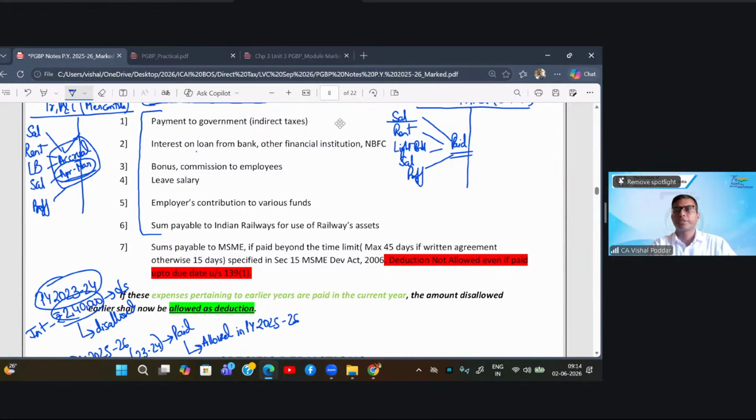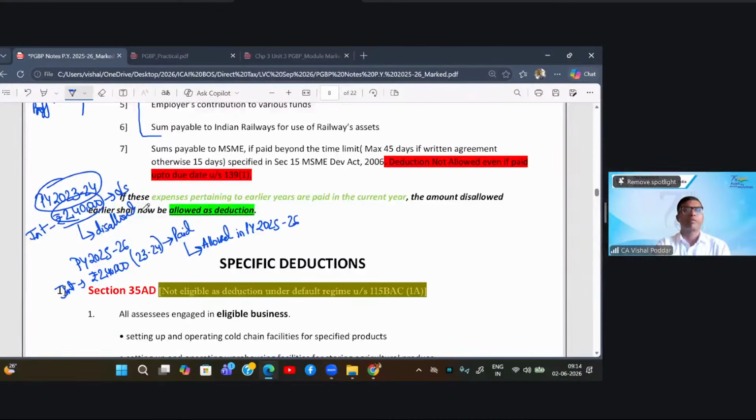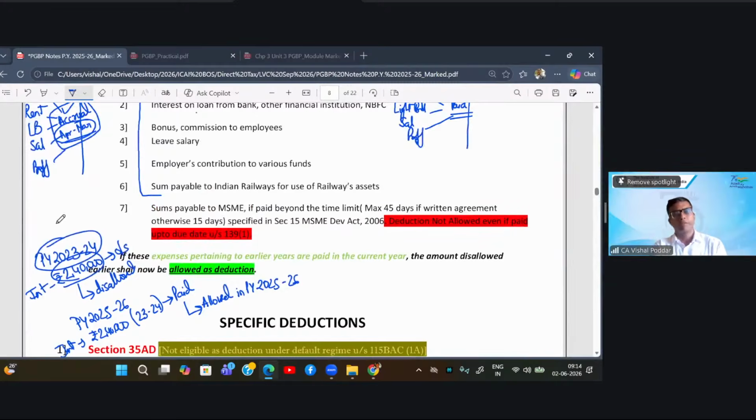This is clear, students? Now, for these 6 payments, the condition is they should have been paid up to the due date of filing returns. If paid, fine, we will allow the deduction in the same year. If not paid in that year, you disallow the amount which is outstanding and you claim the deduction in the future whenever this amount is paid.